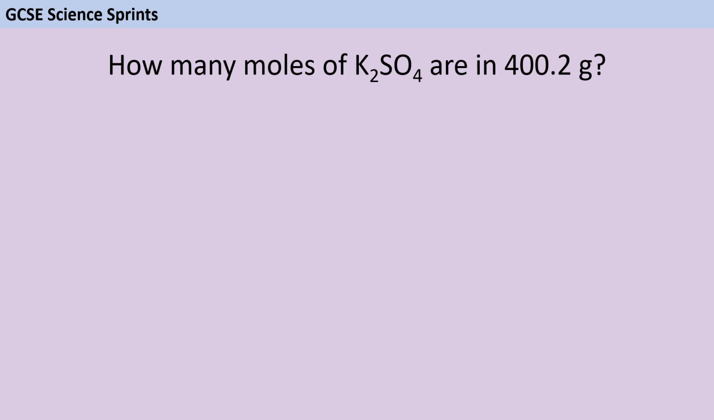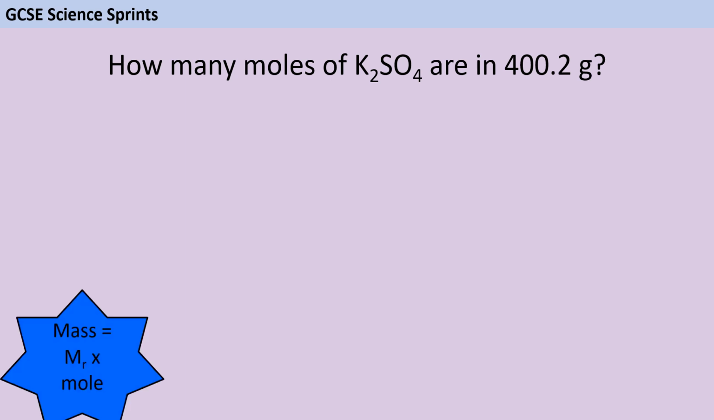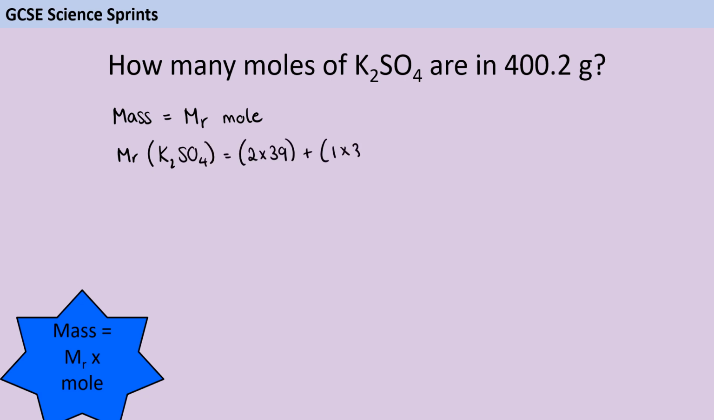So the first thing you're going to do is to identify that you've been given some masses, they're asking about moles. This is a masses, Mr, mole equation question. So you're going to write down that equation. And then you can see that in the question you've been given the mass, and you've been asked to work out the moles, so the missing information right now is the Mr, or relative formula mass. So we're going to calculate this, and we're going to do that by adding together the masses of all of the atoms in that compound.